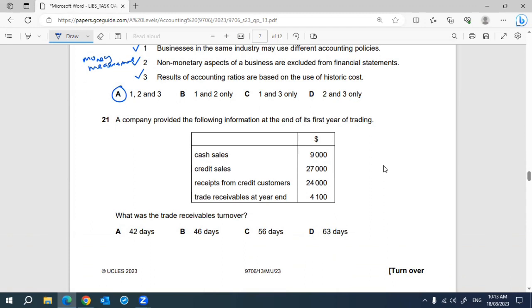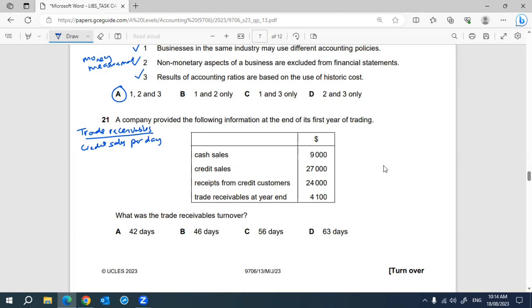Okay, a company provided the following information at the end of its first year of trading. So question is, what was the trade receivables turnover? So the formula to calculate this is trade receivables divided by credit sales per day. It's standard to use 365 days to divide by, unless the question specifically mentions that 1 year has 360 days. So when nothing is mentioned, we always divide by 365.